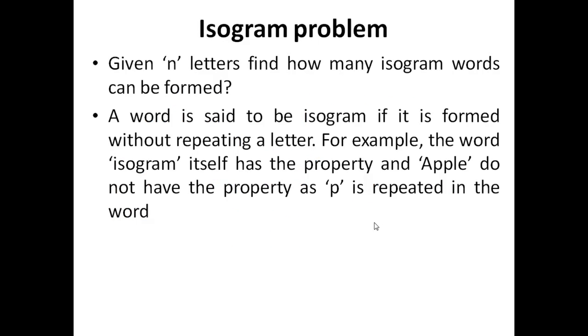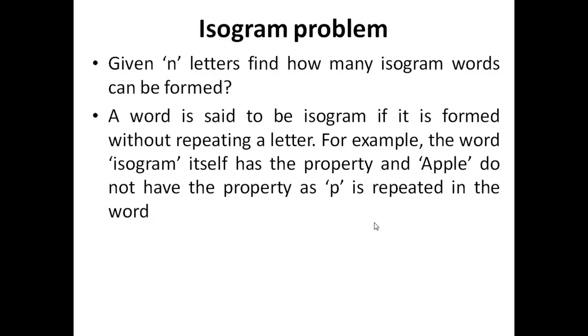We are going to take up the problem of isogram. So what is isogram? Given n letters, we need to find how many isogram words can be formed. A word is said to be isogram if it is formed without repeating a letter. For example, the word isogram itself has the property which does not have a letter being repeated.